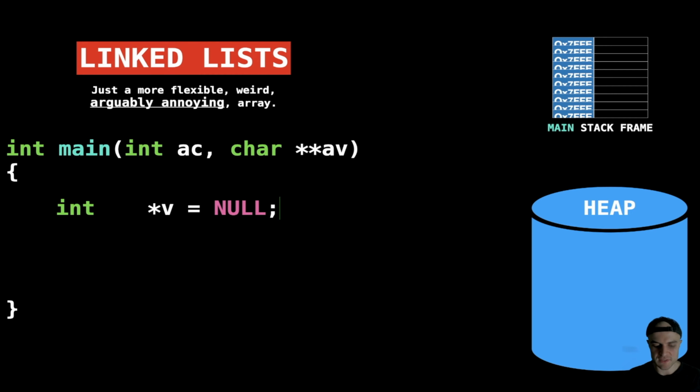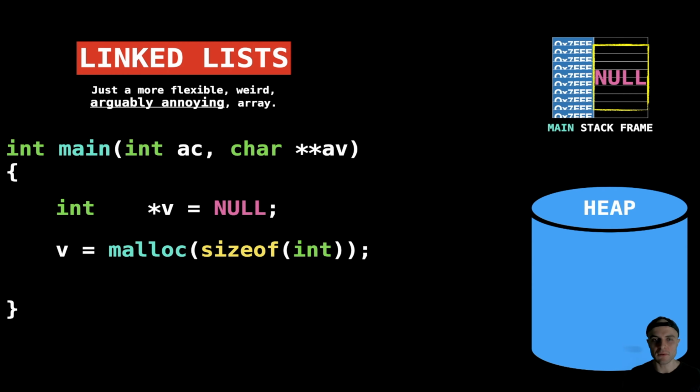Here I will just define a pointer and assign the value null. So in my stack, I will have an 8-byte pointer with the value null, a pointer that is pointing to nothing. Then I say v is equal to malloc sizeof int. The malloc is gonna give me back a pointer to 4 bytes, depending on the system, but we can assume that an integer is 4 bytes in the heap.